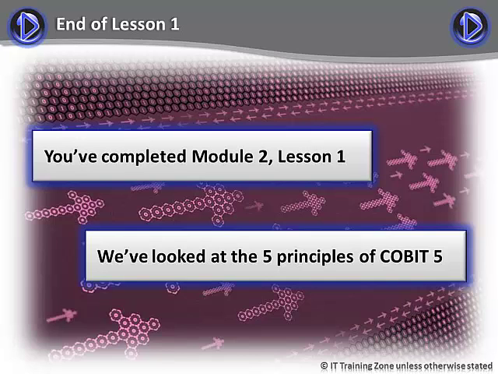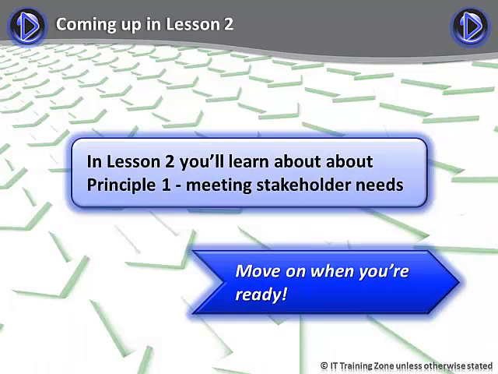Okay, that completes the lesson. This lesson introduced the 5 principles of COBIT, including governance and management. The next lesson is Lesson 2. In that lesson, you'll learn more about Principle 1, meeting stakeholder needs. The topics include the 3 main governance objectives and the COBIT 5 goals cascade mechanism.